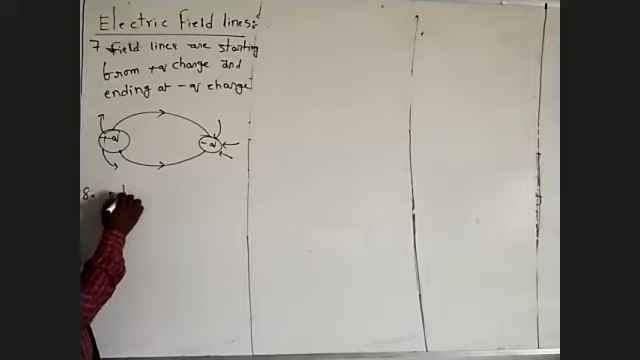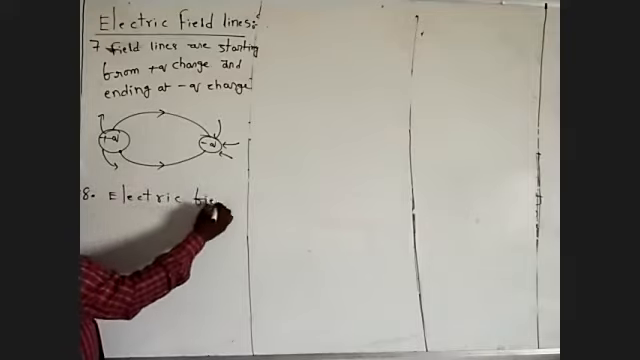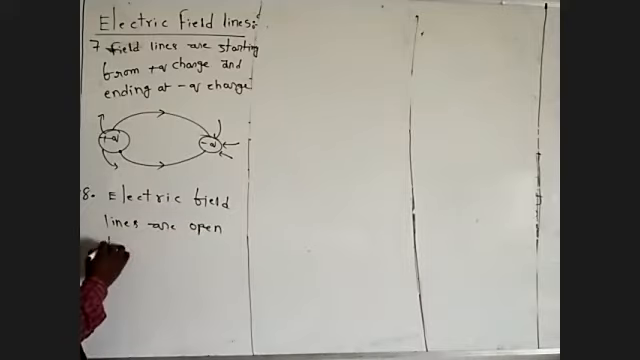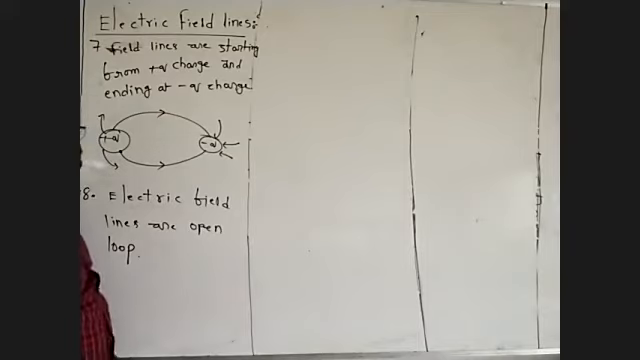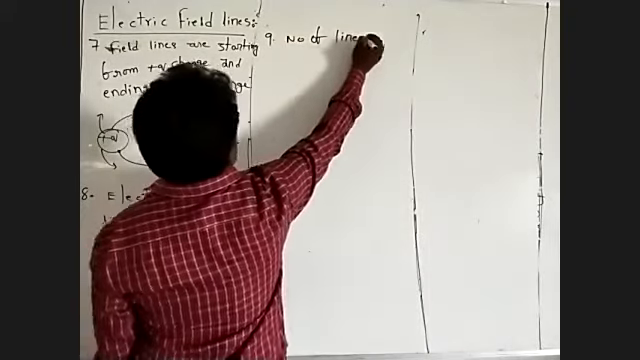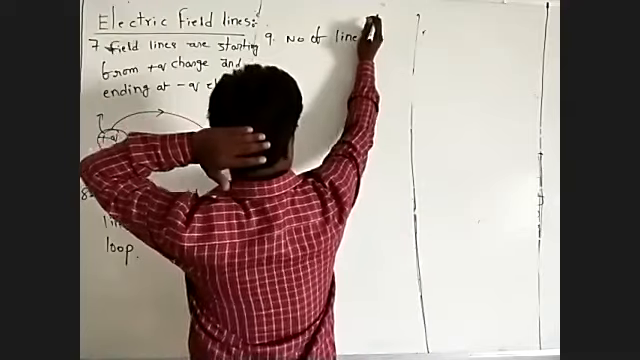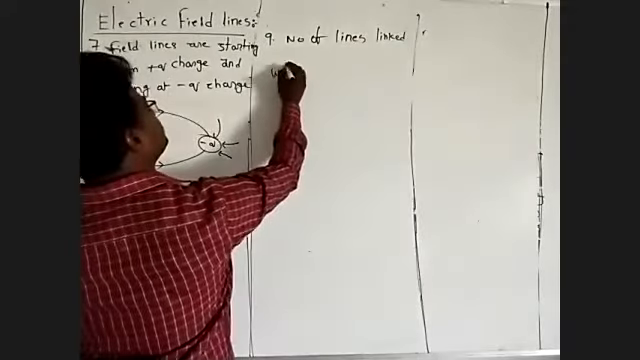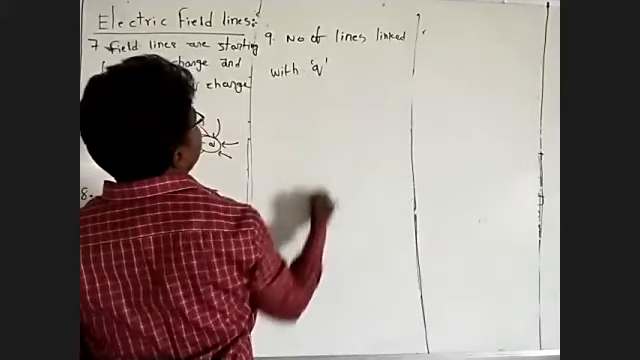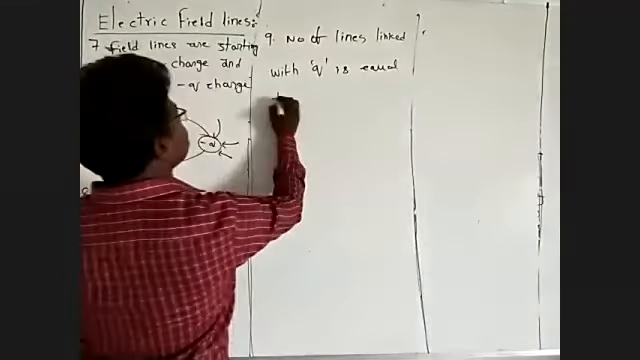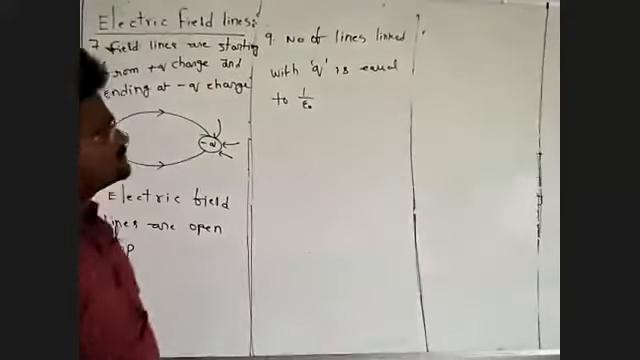Electric field lines are open loops. Next, ninth point: the number of lines linked with the charge Q is equal to Q by epsilon naught.